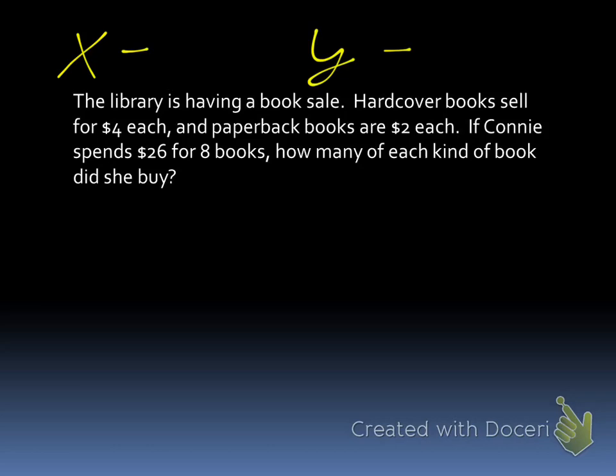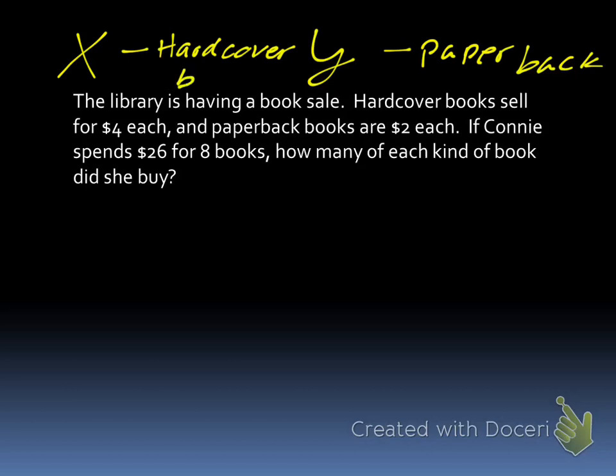What are our 2 kinds of books? Hardcover and paperback. Okay, so you pick. X can be one, Y can be the other. I always go in order of the problem. Whatever shows up in the problem first is what I put for my X. So hardcover shows up first, and paperback shows up second. Let's go hardcover books, paperback books.